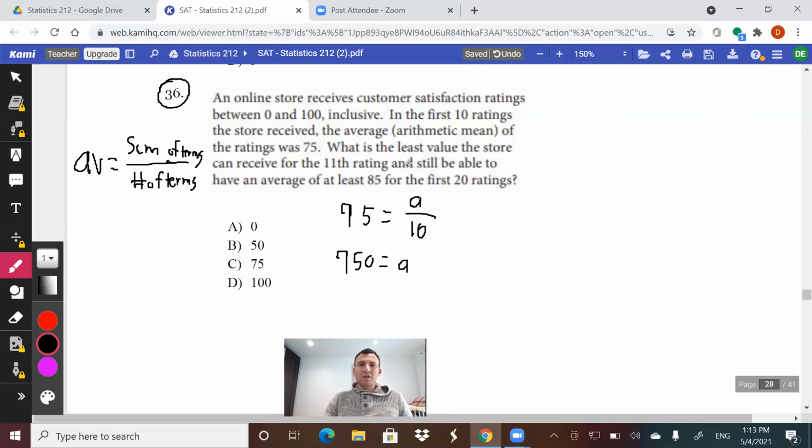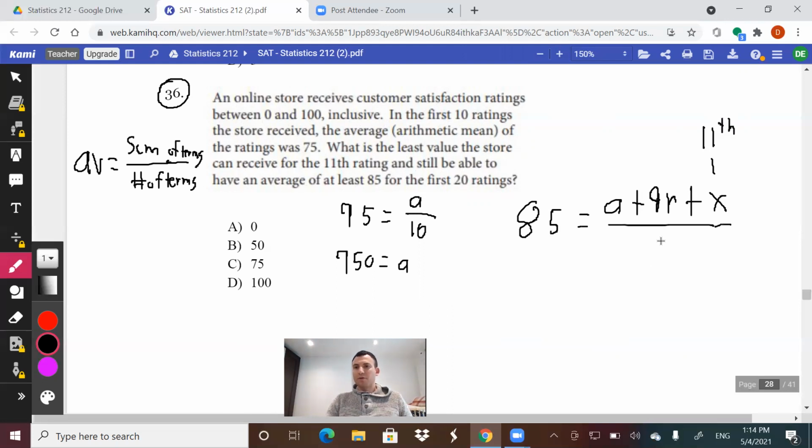We want to know what's the least value the store can receive on the 11th rating and still have an average of 85. Well, here's what we know. 85 has to equal A plus the other 9 ratings, so I'll say 9R for ratings, plus X, right, the 11th rating.